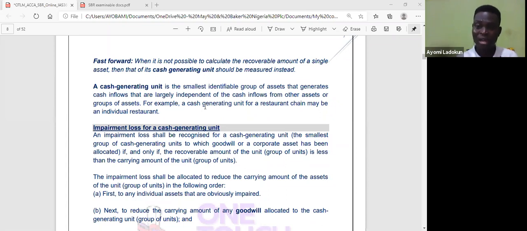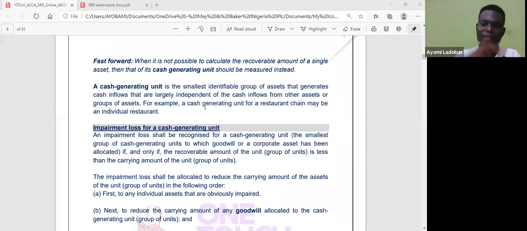So they are independent of cash flows from other assets or group of assets. So that's what we call cash generating. Obviously, nobody's going to ask you all of this question, but you need to understand it. Before I can know the cash flows being generated from those assets, you need to put them together. So that's what they call cash generating units.